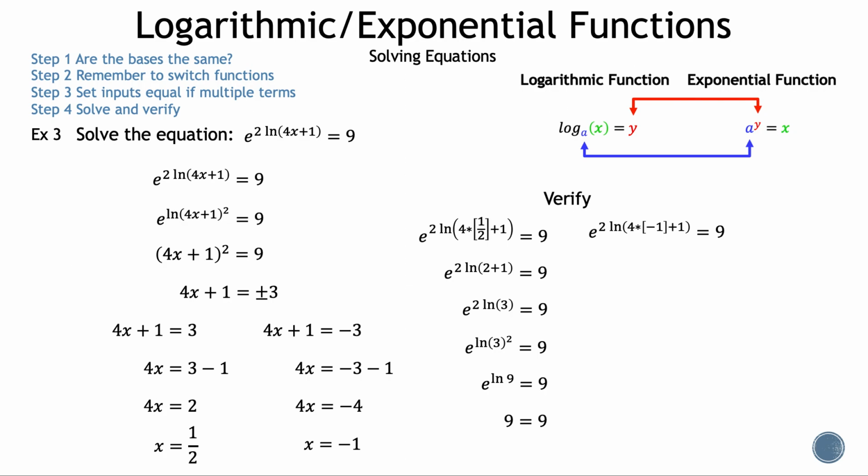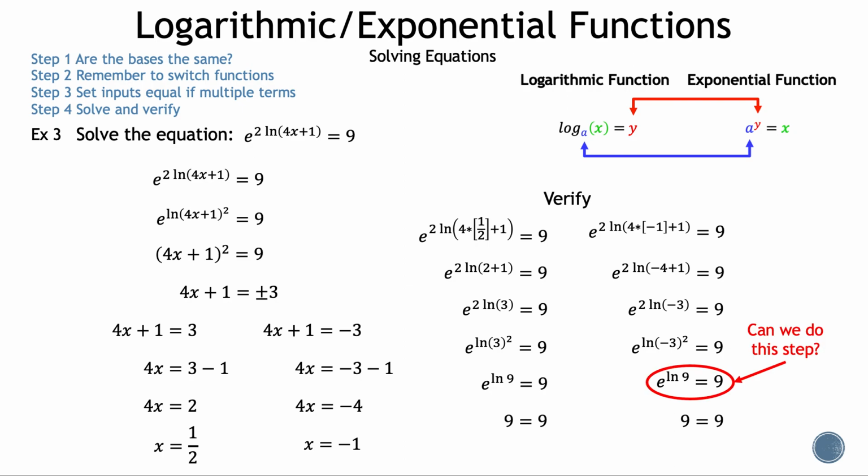Let's continue with e raised to the 2 times the natural log of 4 times negative 1 plus 1 is equal to 9. Let's simplify. 4 times negative 1 is negative 4, and negative 4 plus 1 is negative 3. Now, let's use the power rule, and negative 3 squared is 9. And the e and natural log cancel, so we're left with 9 is equal to 9. Which is true, but we made a mistake somewhere, so it is important not to go too fast.